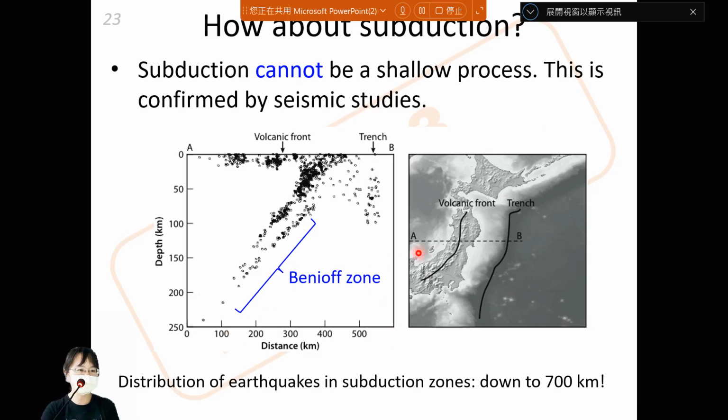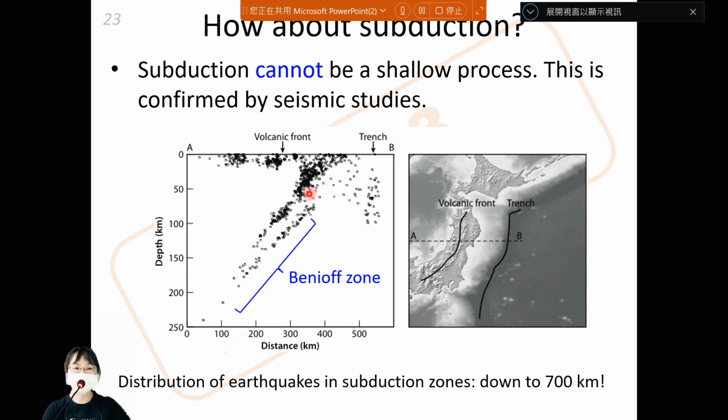This transect corresponds to the map here. This is Japan. Off Japan, there is a change here. This is A, this is B. Each dot here is an earthquake. You can see that the earthquakes are not randomly distributed. They actually distribute along a specific zone. This zone has a specific name called the Benioff zone.